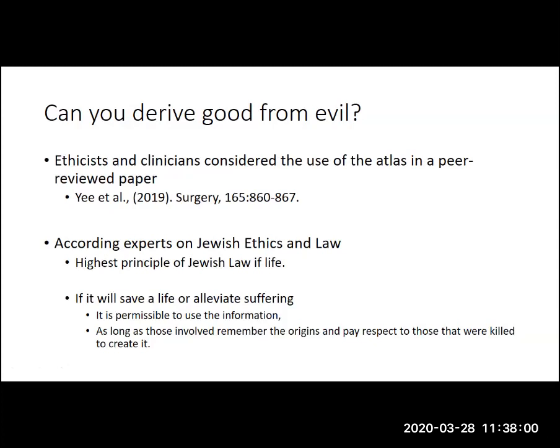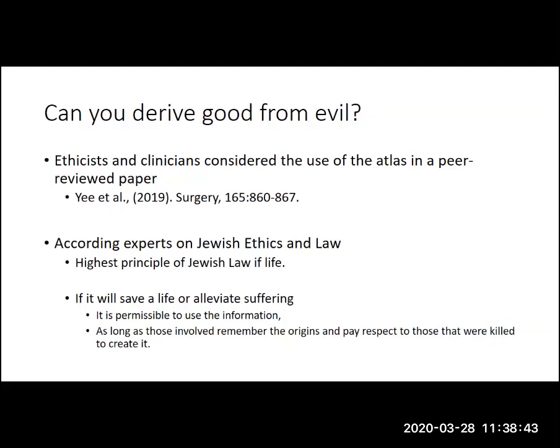Included with this, they interviewed and queried experts on Jewish ethics and law about whether or not it's appropriate to use this atlas given the highly concerning, tainted source of the information. And according to some of the experts they consulted, the highest principle in Jewish law is life. The experts they queried said, basically, if using this textbook would save a life or alleviate suffering, it's permissible to use that information.